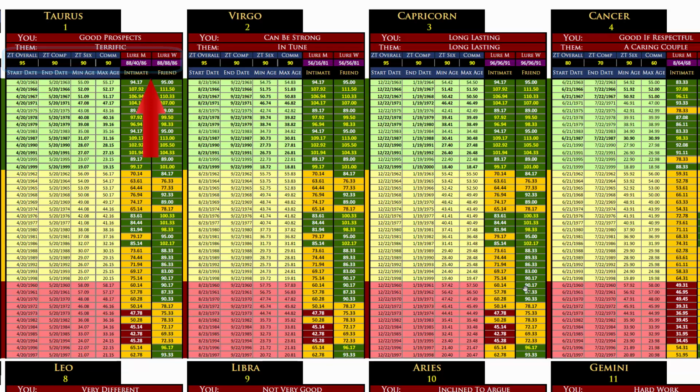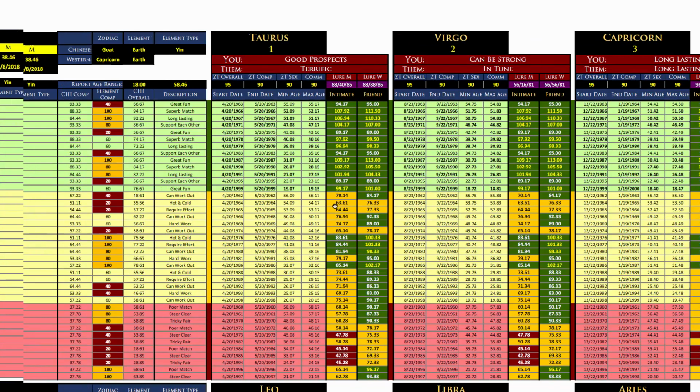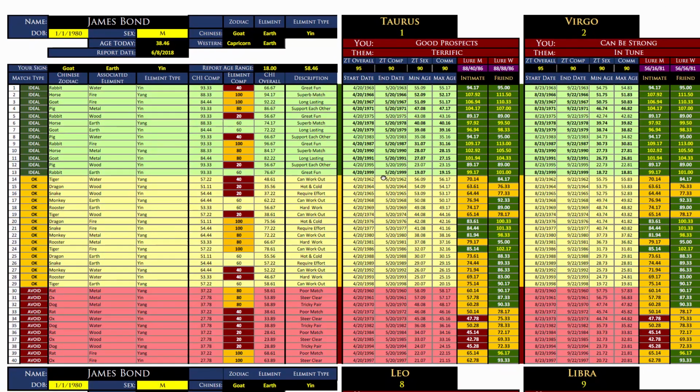So for example, in this scenario, let me move the report here a little bit to the right. Let's look and focus on Taurus here for James Bond, who is a Capricorn. So if James Bond were to be in front of a person that he wants to date, and that person is a Taurus, and let's say that James Bond is looking at the Taurus, who is, let's say in this example, the Taurus is a female.